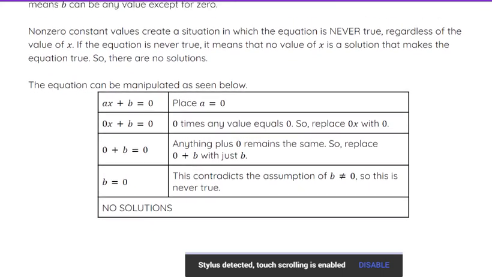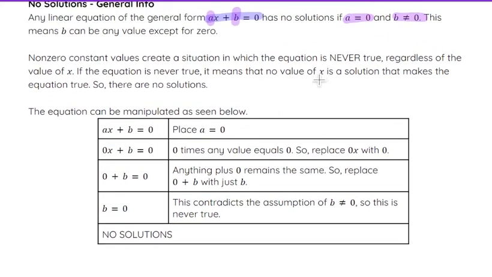So non-zero constant values create a situation in which the equation is never true. If I have something like 0x plus 4 equals 0, 0x is 0. That is not necessary there because 0 plus 4 is just 4. And if we have 0 in that ax spot, then we just have the constant b. If it is not 0, it is going to be a number that's not 0 equal to 0, which is never going to be true.